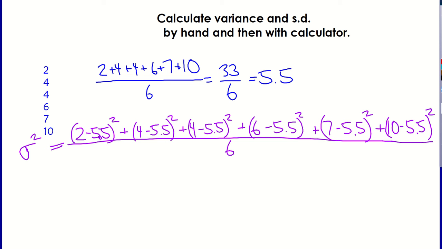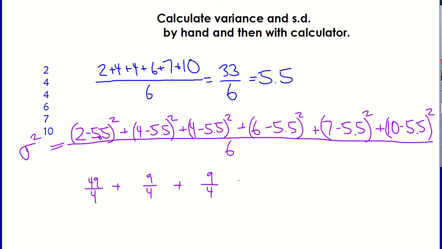If we actually had to compute this without a calculator, I would probably change the 5.5 to fraction form once I've subtracted. I would change these to fraction form to allow me to square them a little bit easier. So 2 minus 5.5 would be negative 3.5, which would be negative 7 halves. And if I square that, I would get 49 fourths. Similarly, negative 3 halves squared would be 9 fourths, and another 9 fourths.